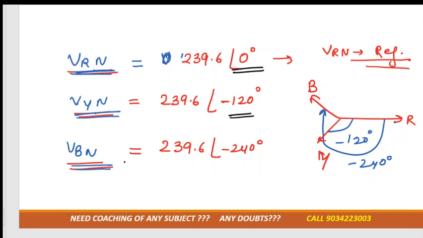This one is RBN. So the angle between R and B is how much? Minus 240 degree. That's why I took minus 240 degree. Okay. So all these are which voltage? All these are phase voltages. The magnitude is the same, but the angle is different.